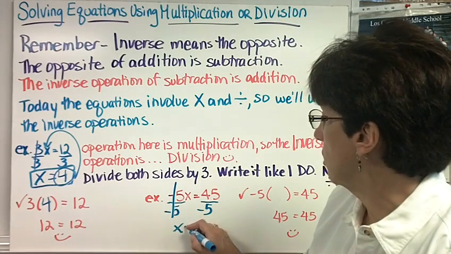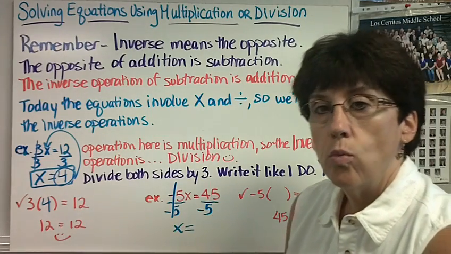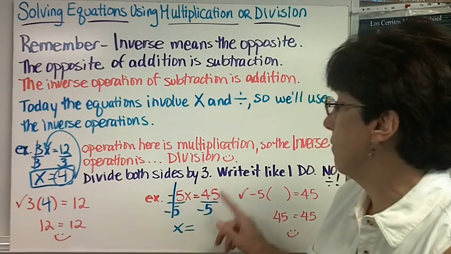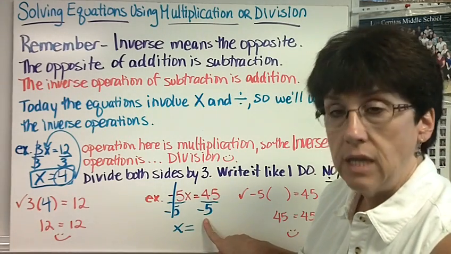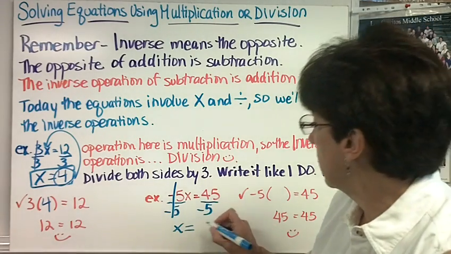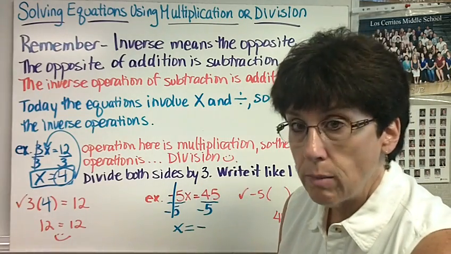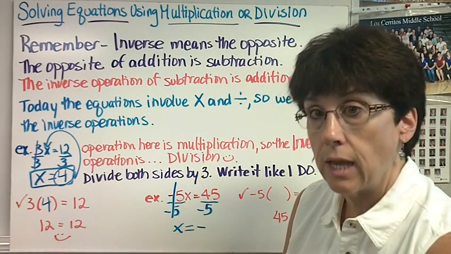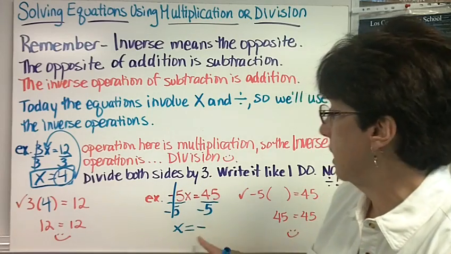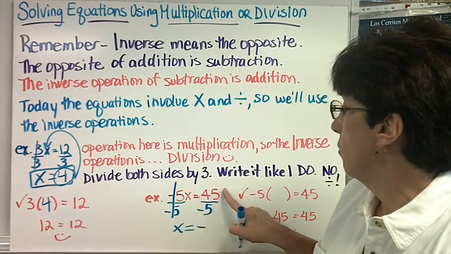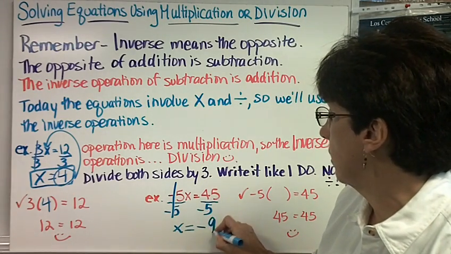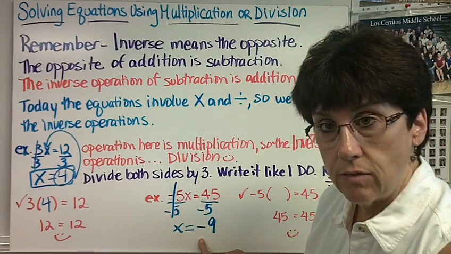So I have my x equals. Now remember, when we are dividing or multiplying, if the signs are different, the answer is negative. So I write down the negative first so I don't get my problem wrong because I forgot the sign, okay? Be efficient and write it down first. Now do the work. 45 divided by 5, 9. So my answer is x equals negative 9.